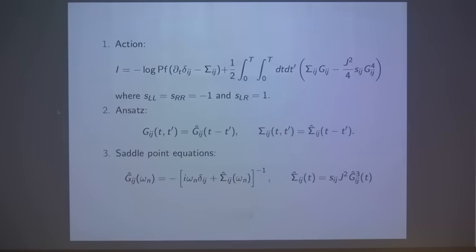Okay, so let's start. So the action here in terms of these G and sigma fields has the following non-local and bilocal form. It's similar to the G and sigma action for the standard SYK model. The specific formula isn't going to be too important, but I wrote it up there just to make things explicit. In order to write the saddle point equations simply and solve them, we make an ansatz that the G and sigma fields should depend only on the difference of the two time arguments. In other words, that we should have a time translation symmetry. And after we do that, we get the two equations on the bottom.